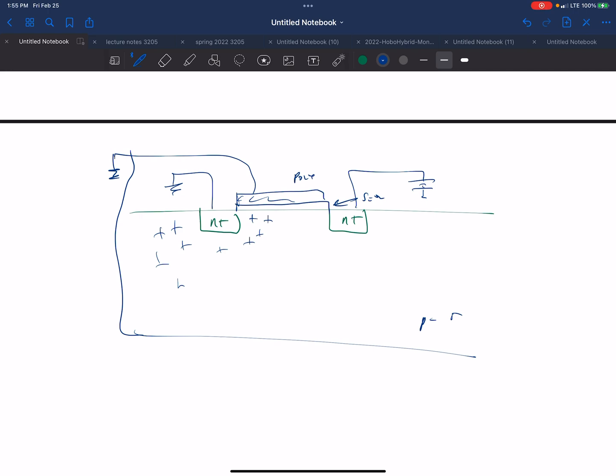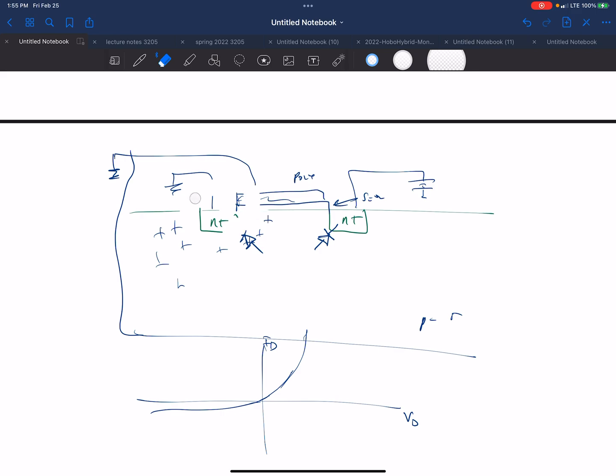This looks like two diodes. This is an NP diode. This is N plus P. So this looks like a diode. So I'm going to draw a diode symbol. And this also looks like a diode. Okay? And how are those diodes connected? So remember the diode voltage versus current curve.